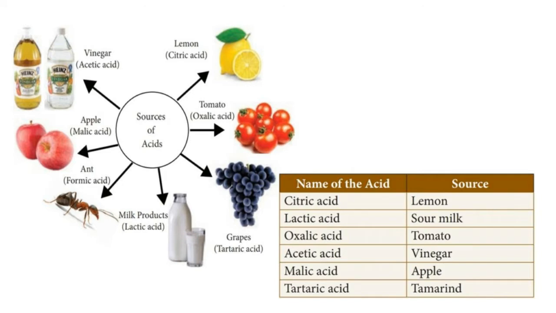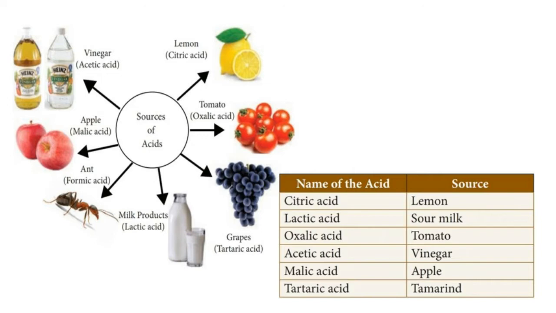Acids can be classified into organic acids and inorganic acids depending on the sources. Some acids occur naturally in fruits and vegetables. These are called organic acids. Example: citric acid, tartaric acid, acetic acid, etc. See the organic acids and their sources given in the table. The first one, citric acid. The source of citric acid is usually lemon.